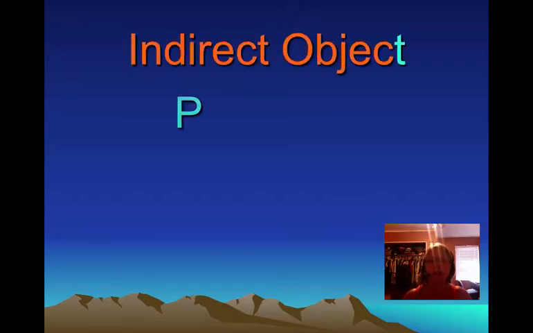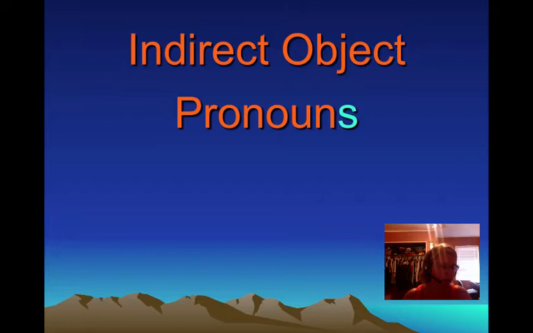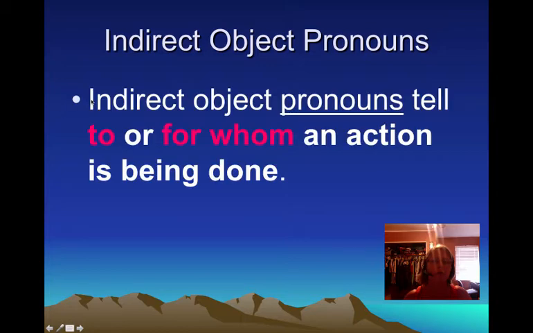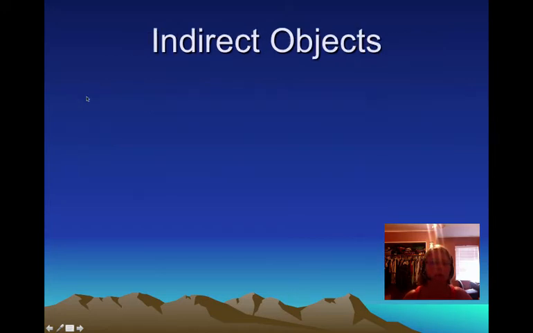Objetos indirectos. We've already discussed objetos directos, direct object pronouns. Los objetos indirectos son un poco diferentes, pero no tan diferente de los objetos directos. Ok, los pronombres de objetos indirectos. An indirect object pronoun tells us to or for whom an action is being done.